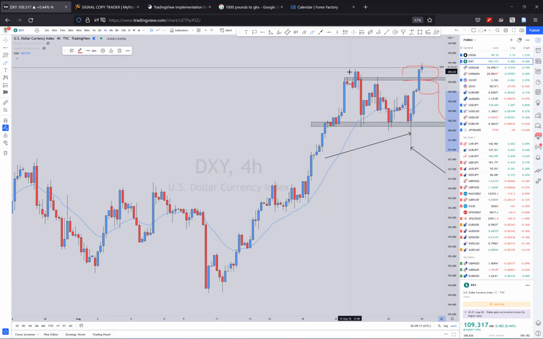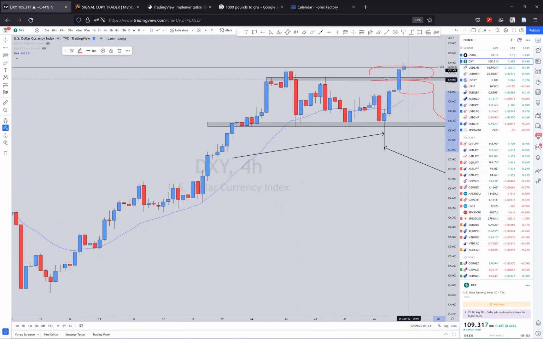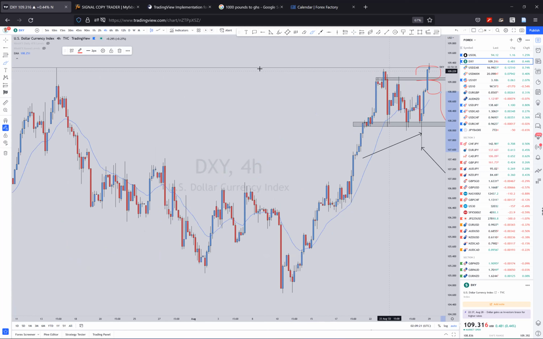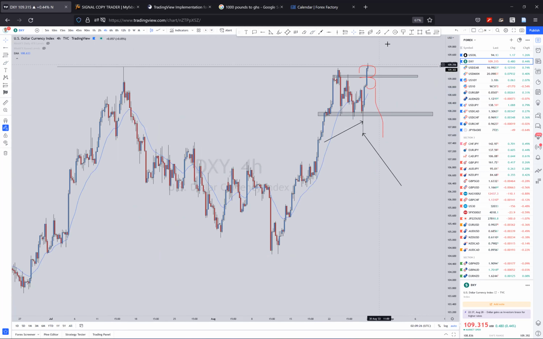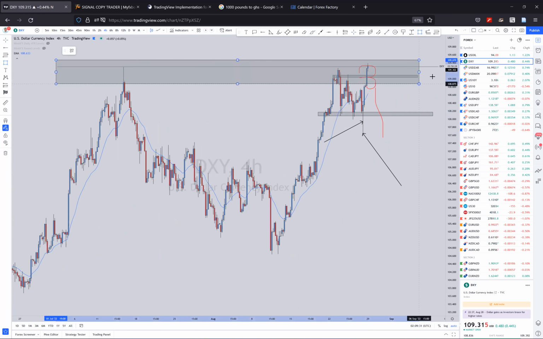So here price has slightly broken this level, but again we are sitting on that level. So this is a very significant level for a potential reversal. So we are keeping an eye out for that.